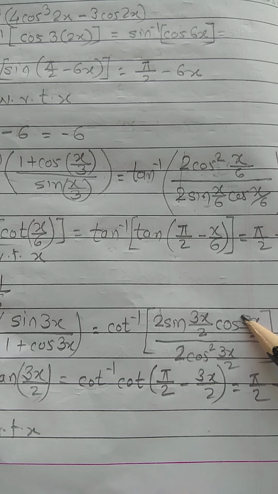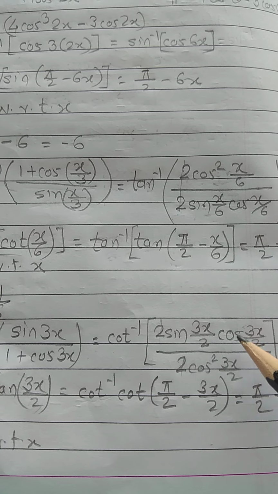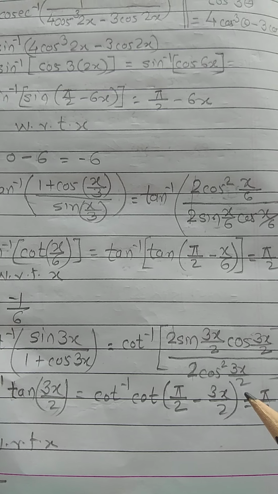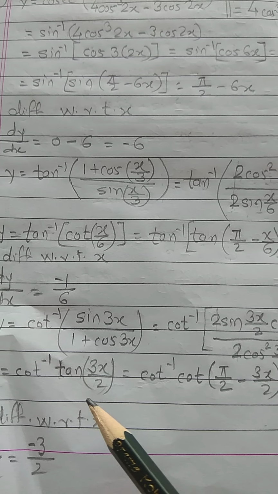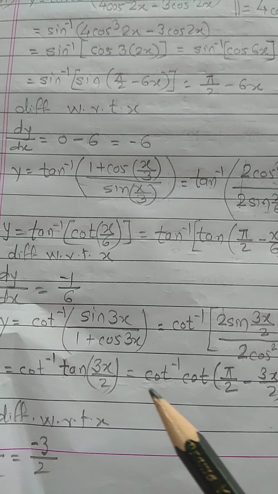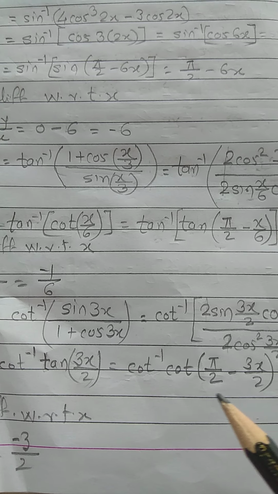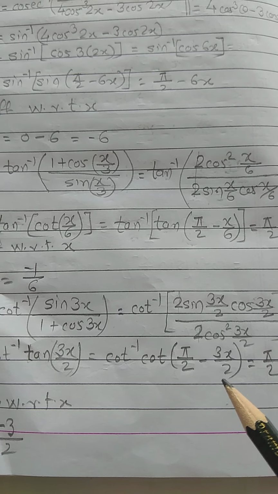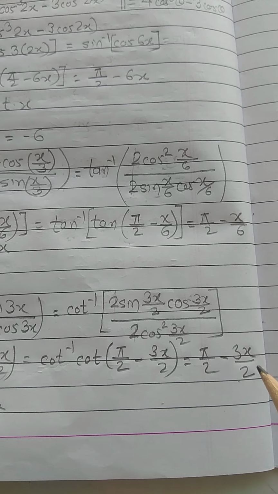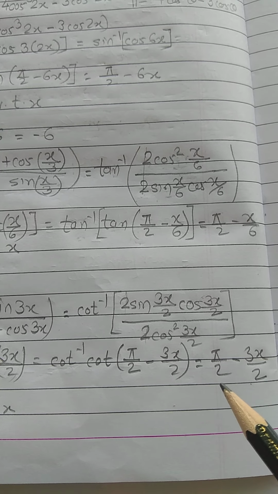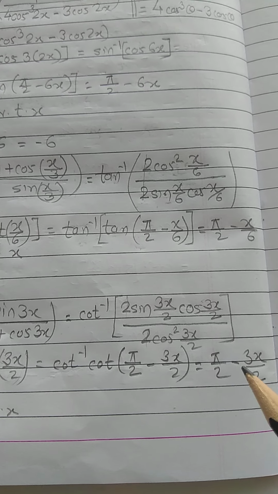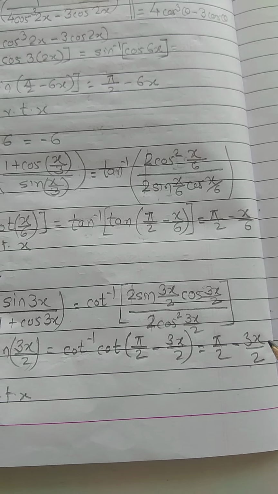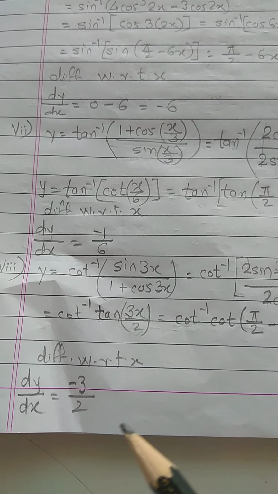Okay, this cos and cos will get cancelled from the numerator and denominator. Sin 3x by 2 upon cos 3x by 2 will give you tan 3x by 2. We will convert this tan as cot of 90 minus theta. Cot inverse of cot of theta will give you theta only, that means pi by 2 minus 3x by 2 remains. Differentiating, the constant pi by 2 gives 0, and minus 3 by 2 along with this variable x will remain as it is, and the derivative of x is 1 here. So the final answer is minus 3 by 2.